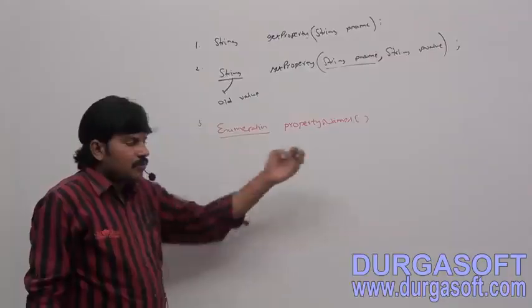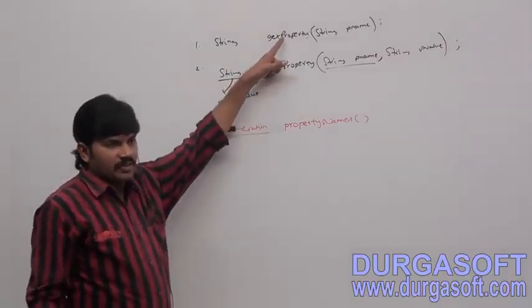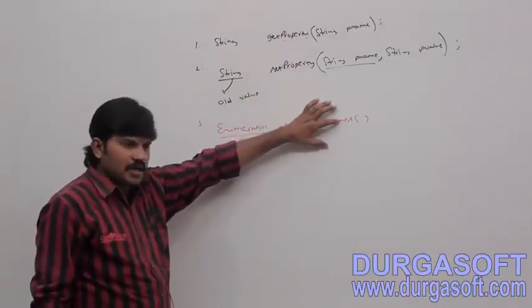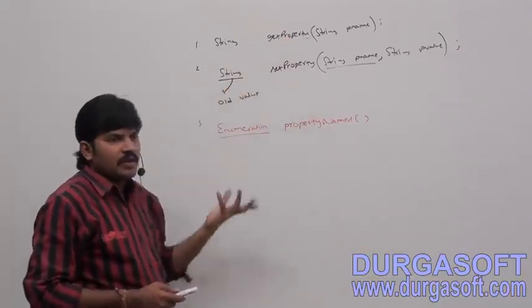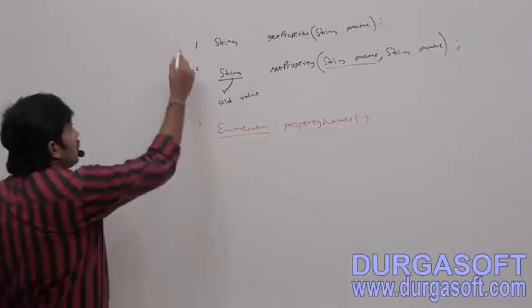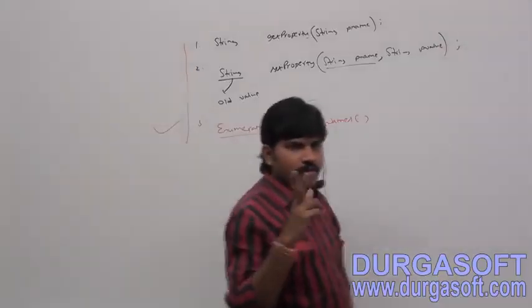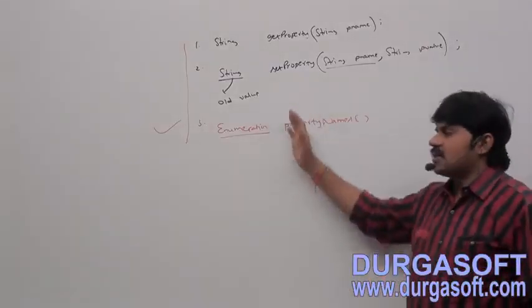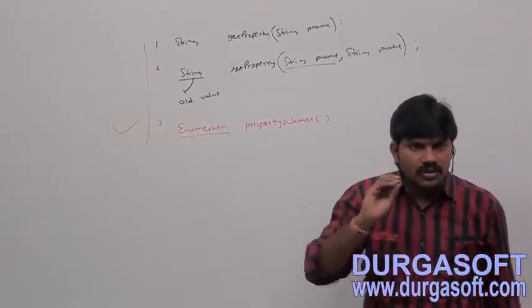By using this enumeration, get each property name, and by using getProperty of property name, find the value. So all property names I have. Once I know the property name, by using the getProperty method I can get the corresponding value. That's all. These are the methods we have related to the Properties object: getProperty, setProperty, propertyNames. But there are two more specific methods. Those two things I will explain.